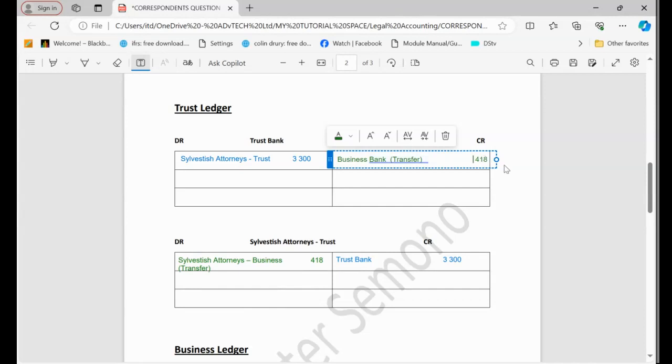That's the transfer. Okay, the fact that we said business bank account transfer means we must also transfer to the business bank account on the opposite side, meaning the debit side. So I'm going to go to the debit side and do this transfer once again in the business bank account. But I'm going to show you that the transfer is from the trust, from the trust bank.